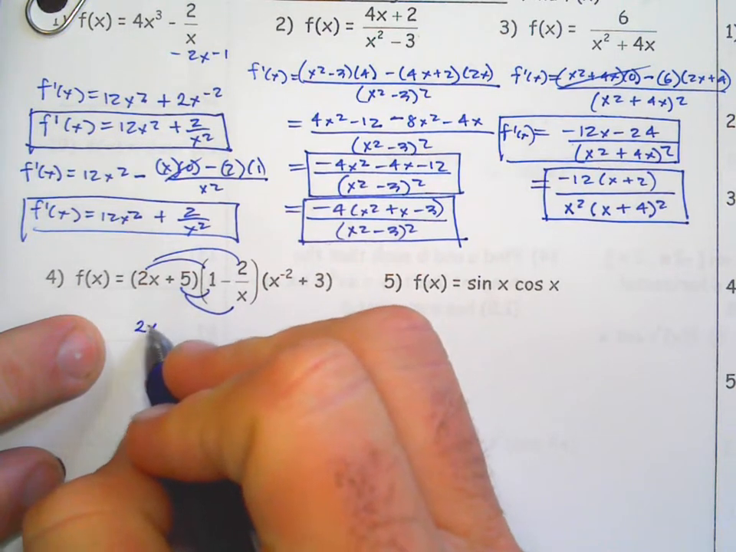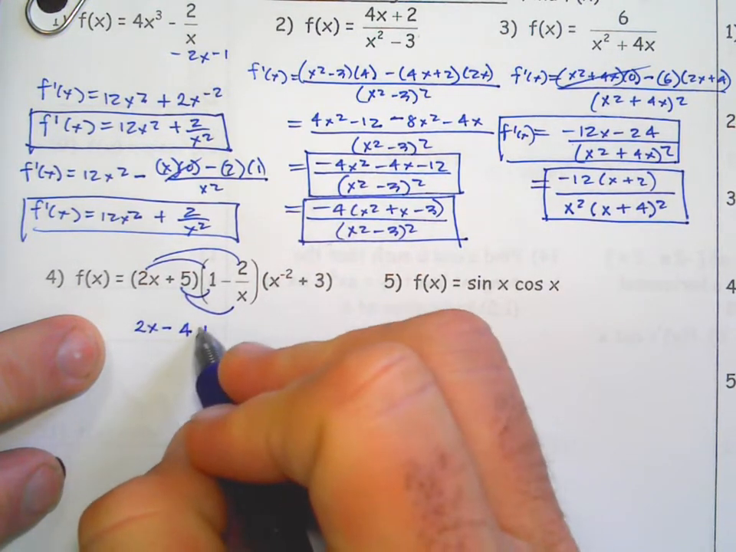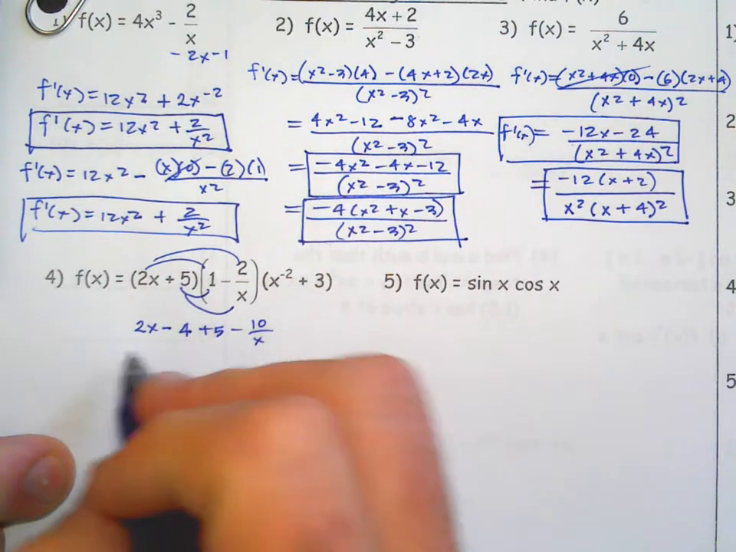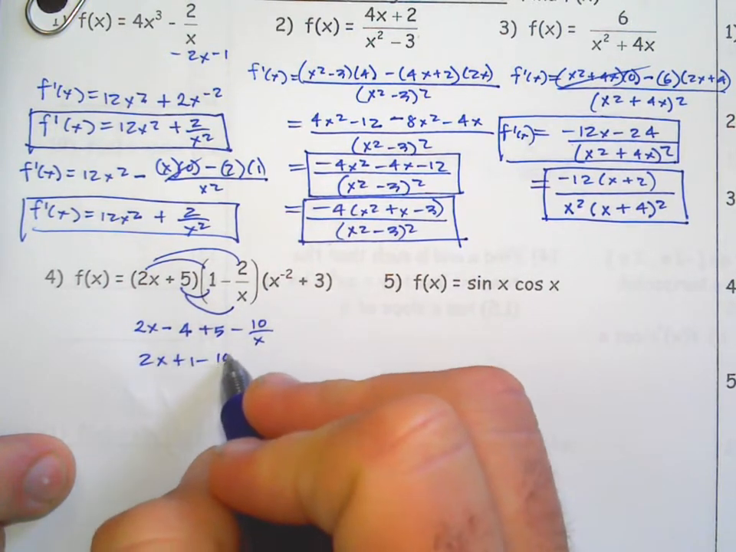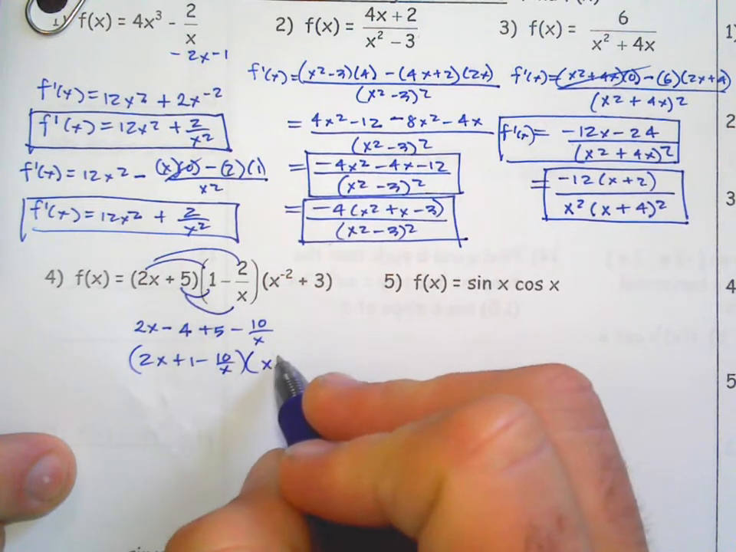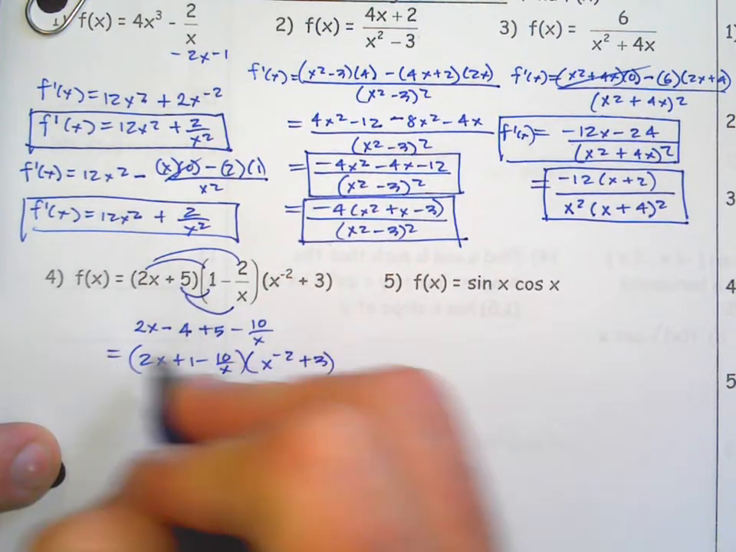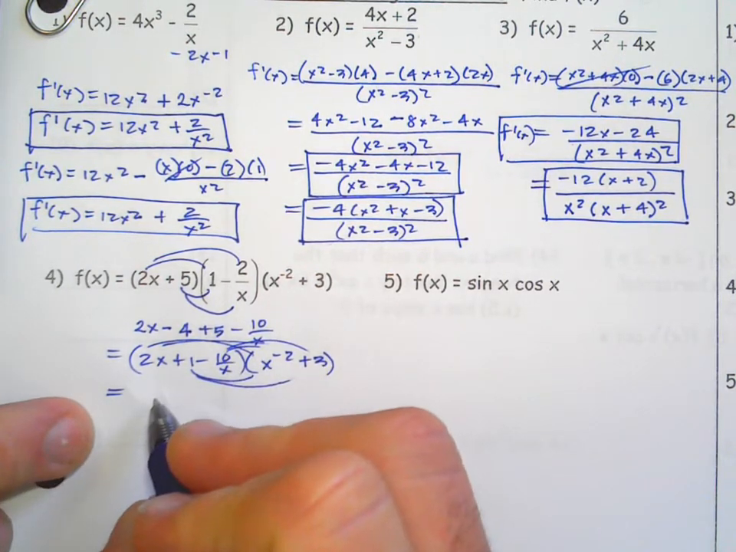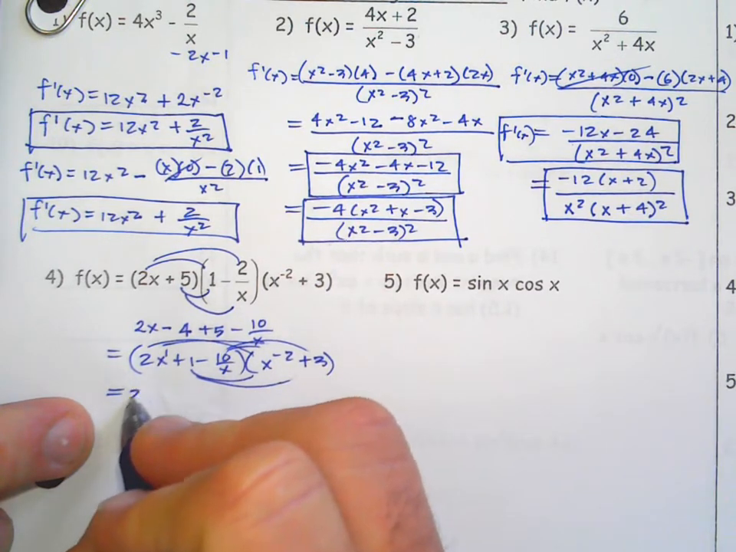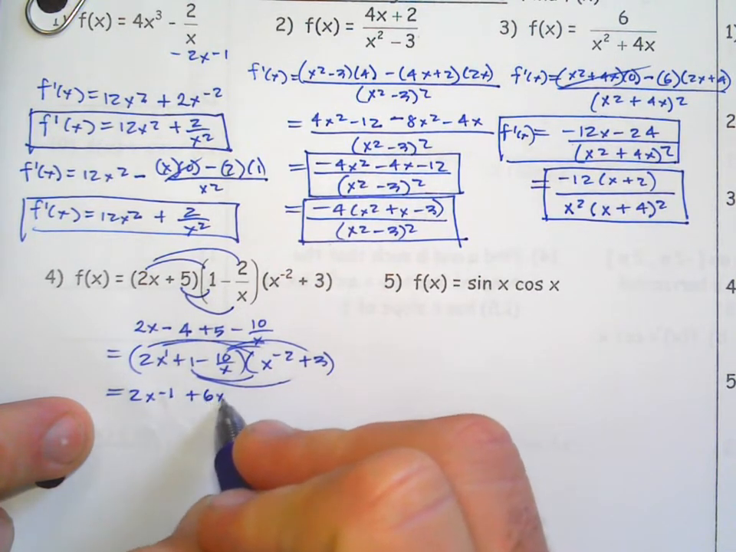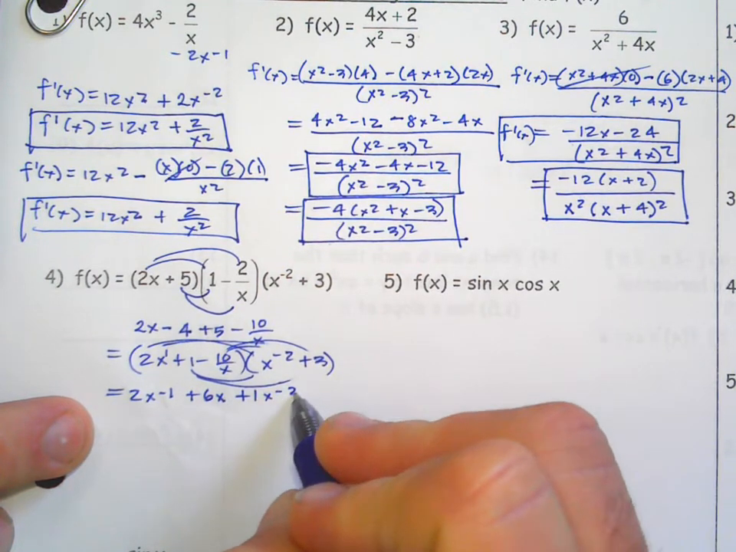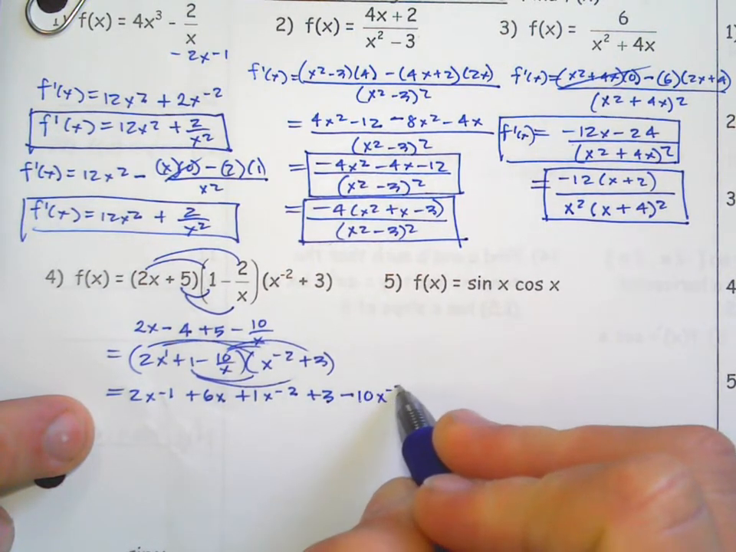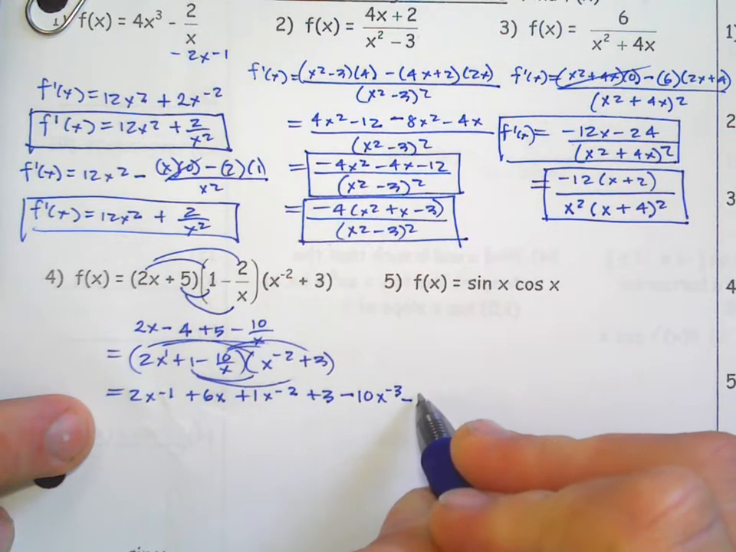So it's going to be 2x minus 4 plus 5 minus 10 over x, right? So then that's 2x plus 1 minus 10 over x. And then we could distribute that to the next part. So that gets distributed, that gets distributed. So we're going to get, let's see, 2x to the negative 1 plus 6x plus 1x to the negative 2 plus 3 minus 10x to the negative 3 minus 30x to the negative 1.